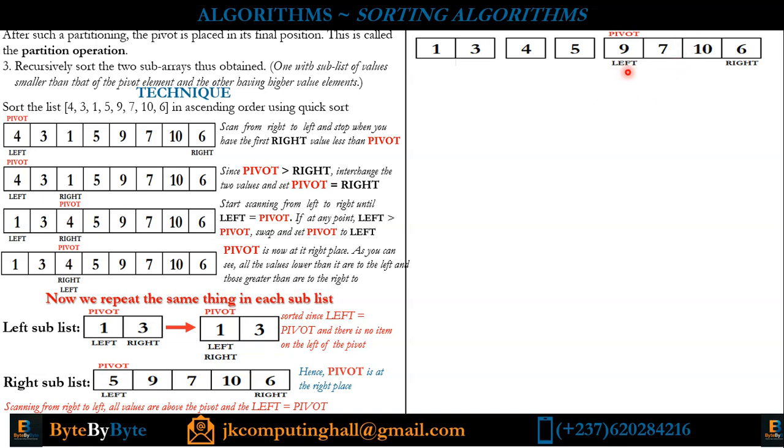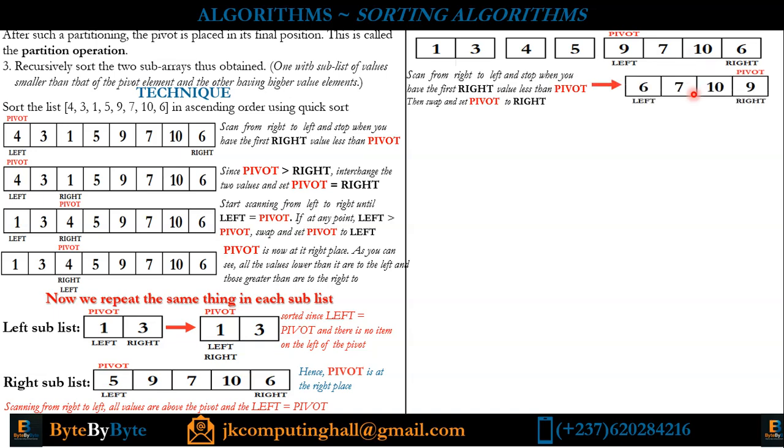So this is my left, my pivot, my right. When you compare, you see that this is already the first value less than the pivot, because when we scan from right to left, once we have the first value that is less than the pivot, we interchange and we set pivot to that value. So I will interchange 9 and 6 and pivot will enter here. This is what we are going to have. So 9 and 6 have been interchanged. Good. So this is what we are having.